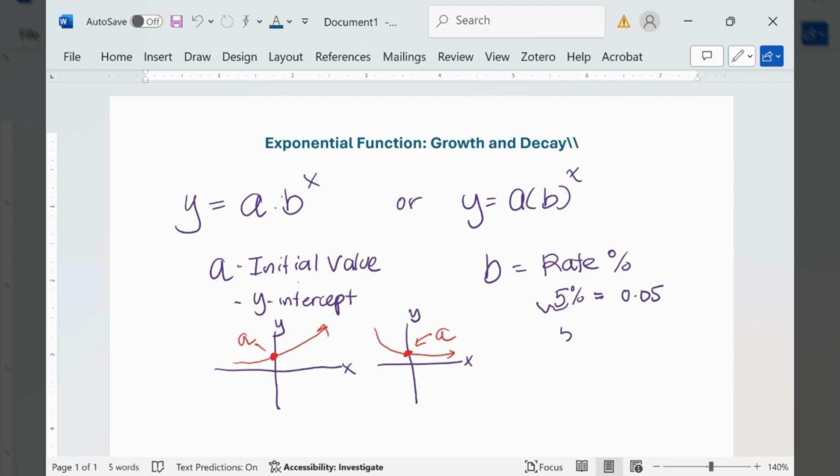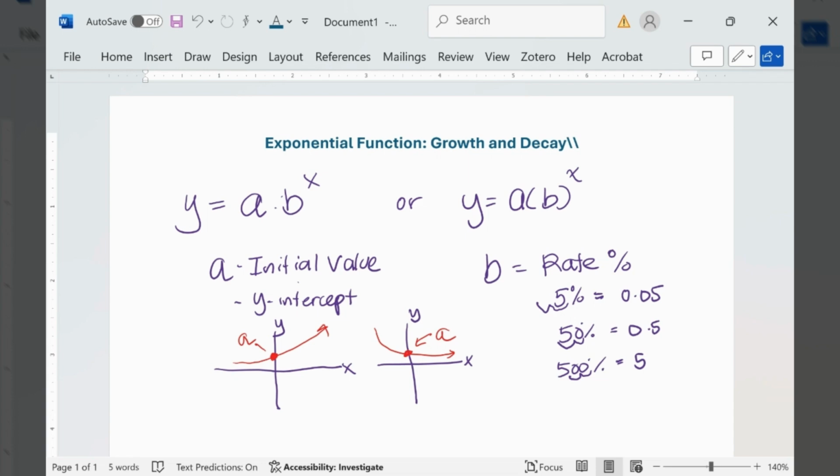Let's say 50%. I'm going to move the decimal, one, two. So 50% is 0.5. Let's say 500%. I'm going to move the decimal, one, two. 500% is 5.